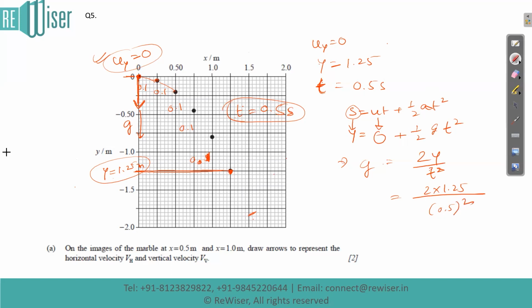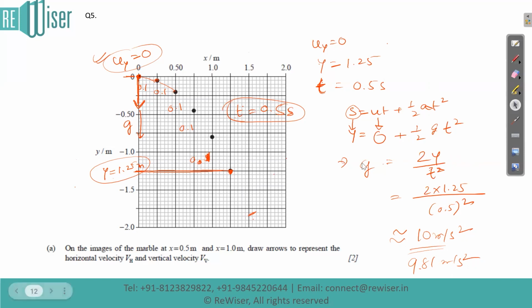Put the values: 2 into 1.25 divided by t square, which is 0.5 whole square. 2 into 1.25 divided by 0.5 divided by 0.5. Yeah, it is approximately giving me 10 meters per second square. Okay, which is close to 9.81 meters per second square, obviously. So we are able to show the free fall acceleration is this 10 meter or close to 9.81.